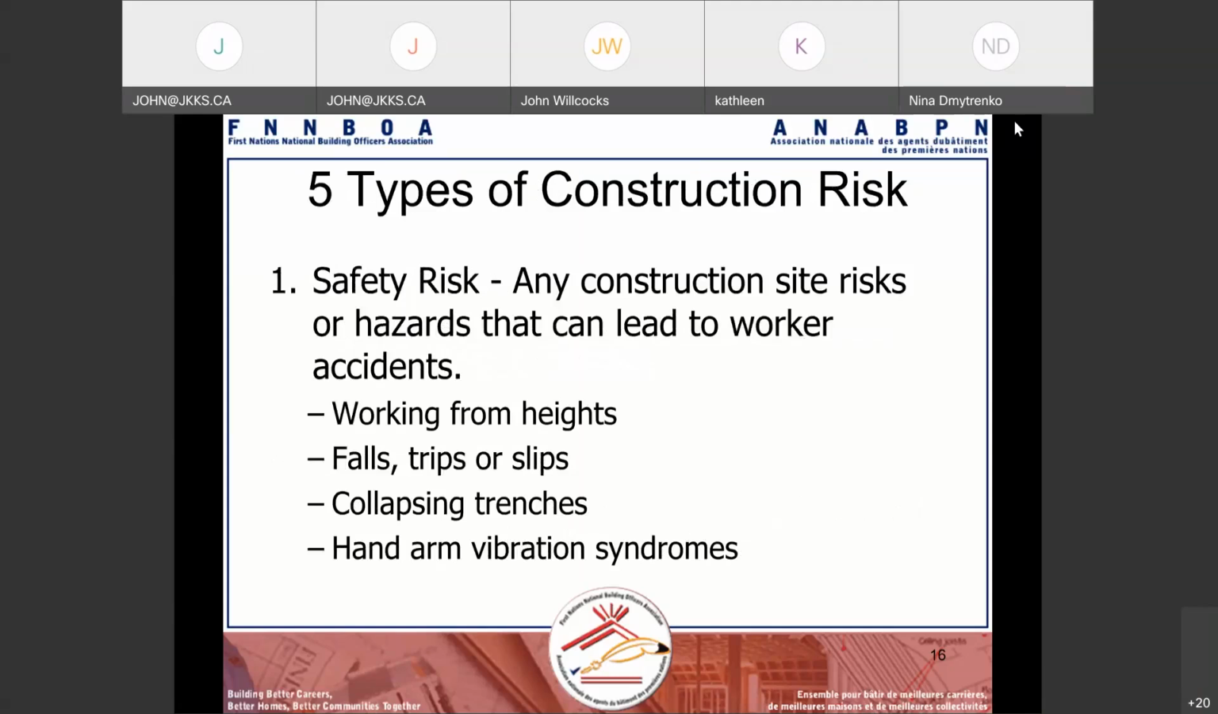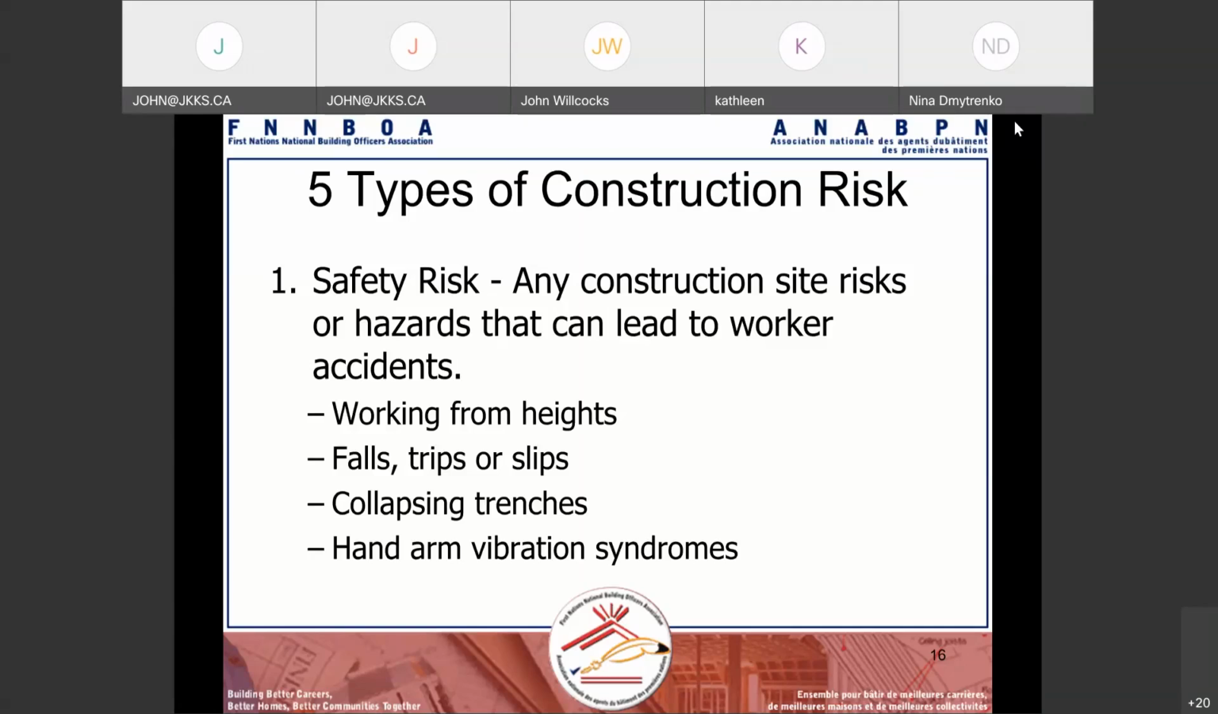So I want to focus on the 5 types of construction risk. The first one is safety risk, and this covers any construction site risk or hazards that can lead to workers' accidents. There are a number of examples: working from heights, falls, trips or slips, trench collapse, and hand-arm vibration syndrome. So people who basically get tennis elbow or construction elbow from working.